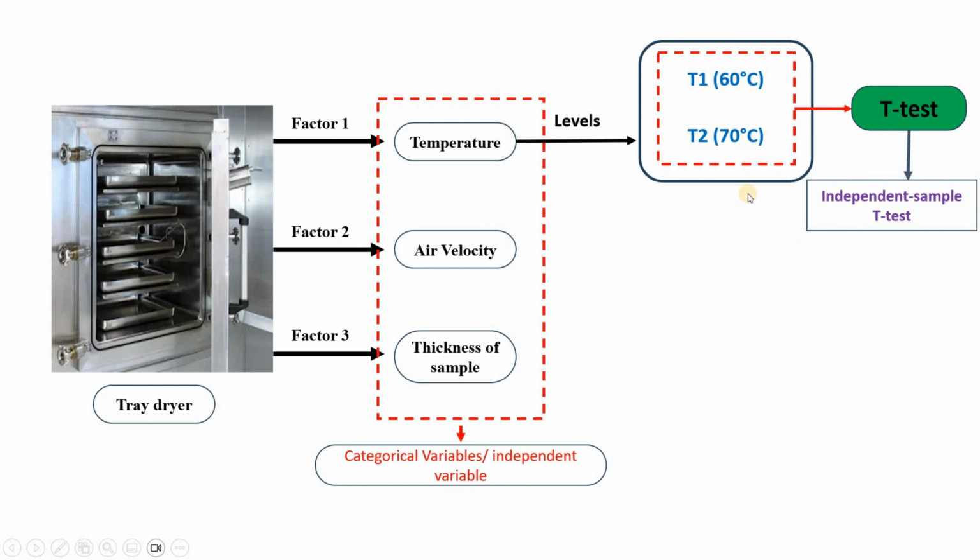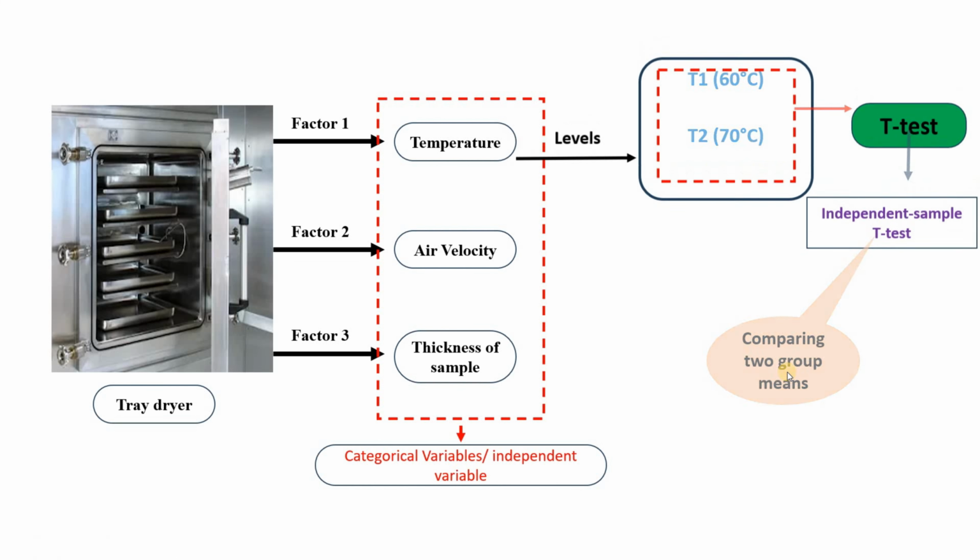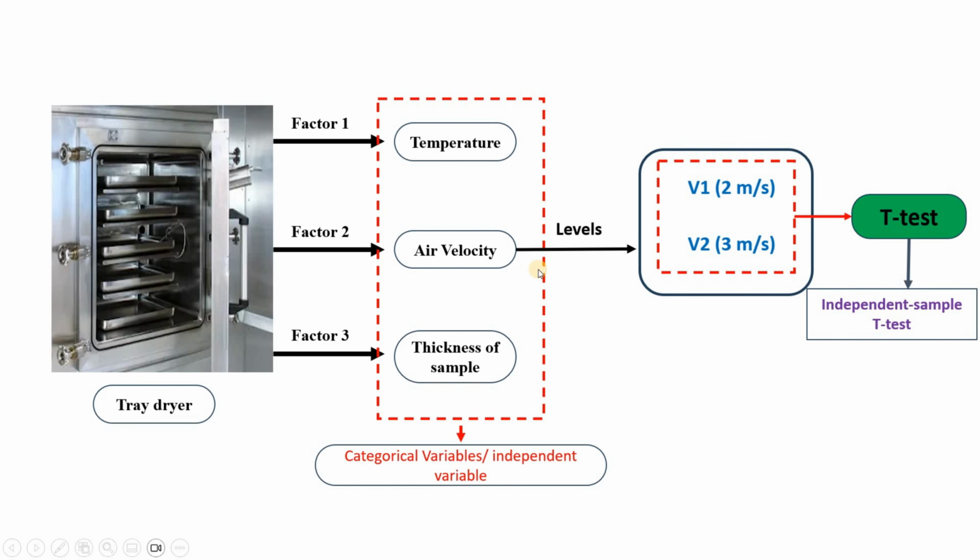degrees centigrade. In the t-test, we usually compare two groups, T1 and T2, and that is done in SPSS with the independent sample t-test, where we compare the mean of two groups. Just like that, if we look at the effect of air velocity on drying rate, we will take two velocities, and that will be done by the independent sample t-test. In the same case, we will compare the means of two groups.